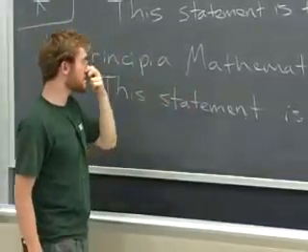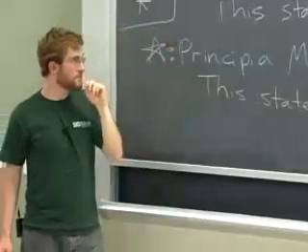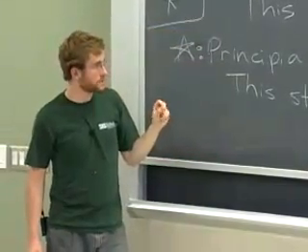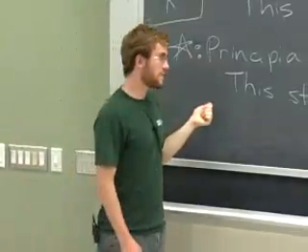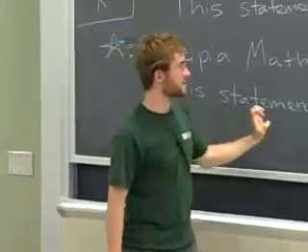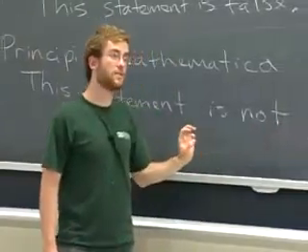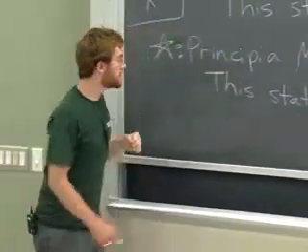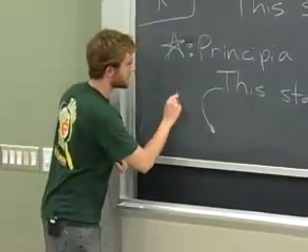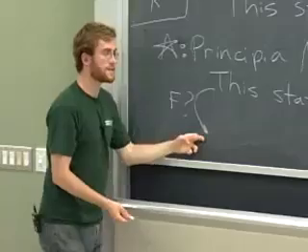It's not like the earlier statement, because what happens if this statement's false? Well, if it's false, then whatever it says about itself is not true. So that means it's provable. So if we say it's false, then that means it is provable.